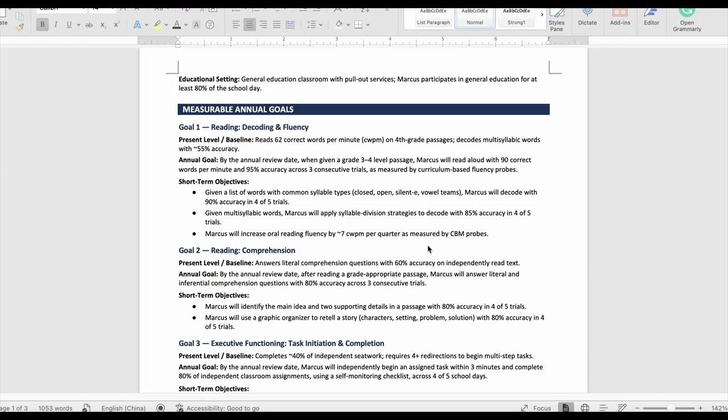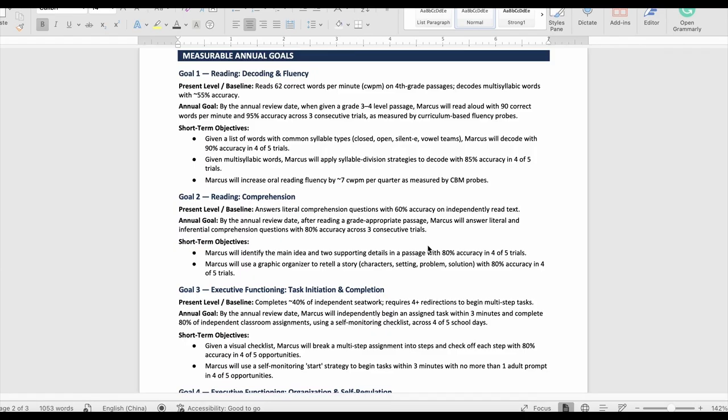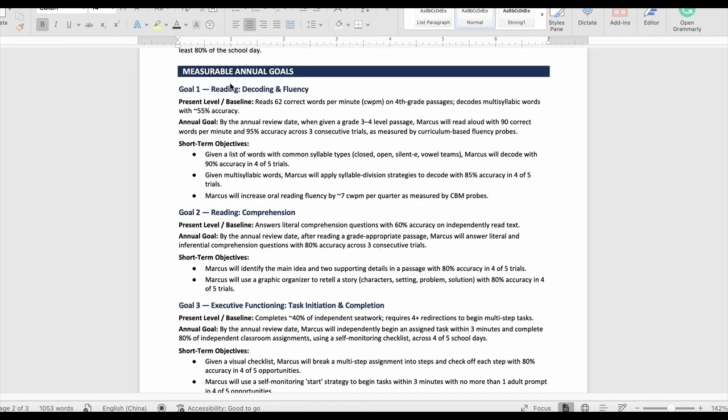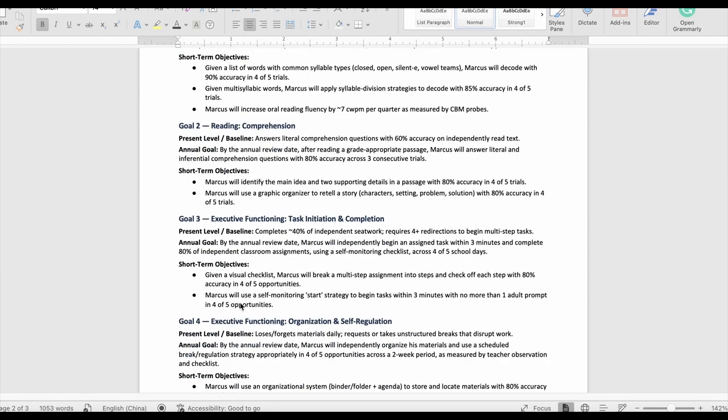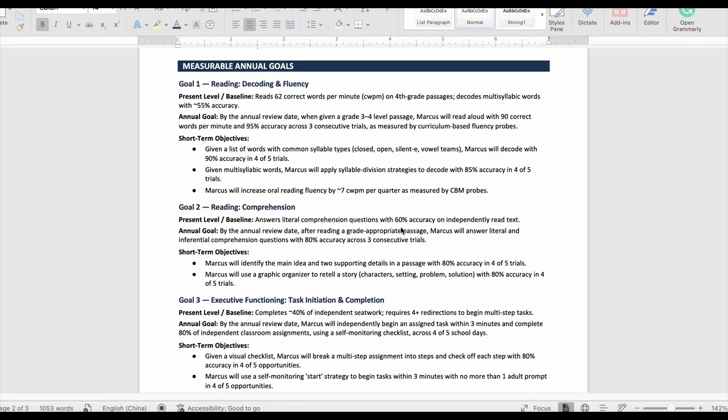I'm going to skip down to the goals. So for this pretend IEP, he has 4 goals. He has reading with decoding and fluency, reading comprehension, and then he has 2 executive functioning goals as well. Now, with an IEP, you do need to work on every single goal. That is a requirement by law. You have to do all of them. However, there are ways to prioritize, and there's ways that you can do more than one goal per instructional session.